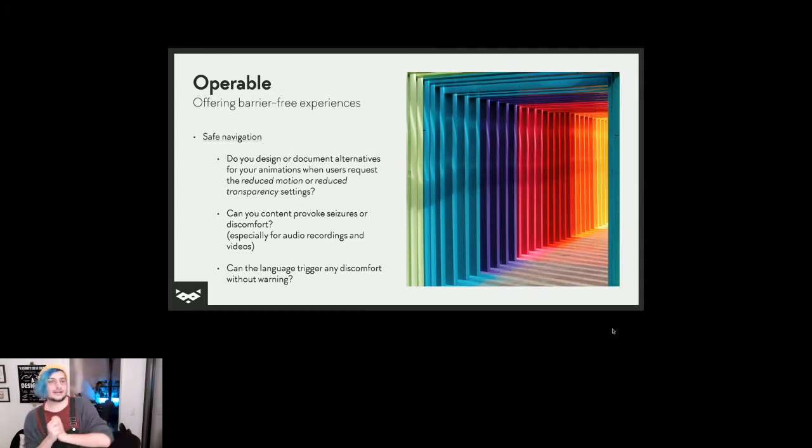On the operable side, there is one thing that I think relies a lot also on designers. It's the fact that we should offer safe navigations. And this one might be touching the accessibility question, but also the inclusivity one, because it's about, first, when we're providing animations, for example, or just transitions, are we making sure that we're not just designing one, but we're also providing either an alternate one, or a documentation on what should be removed for users that request reduced motion or reduced transparency in their operating system settings.